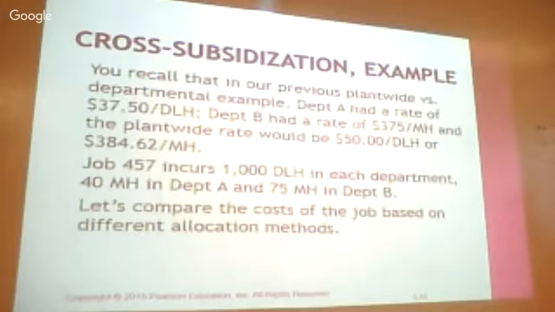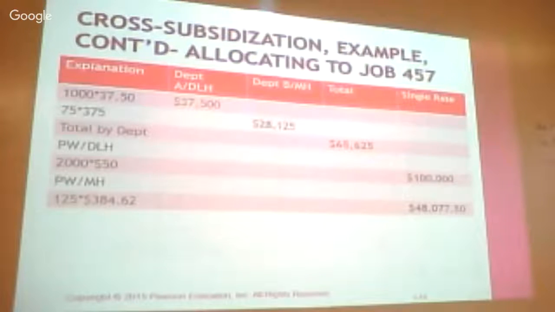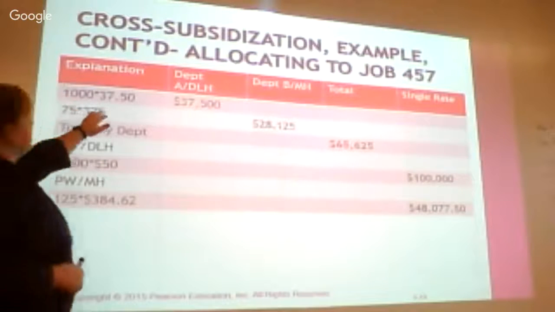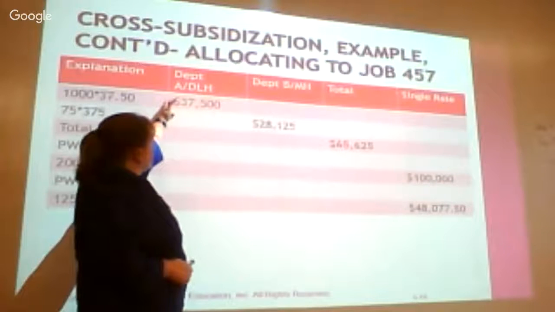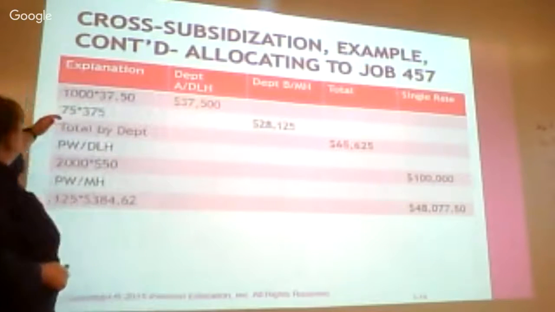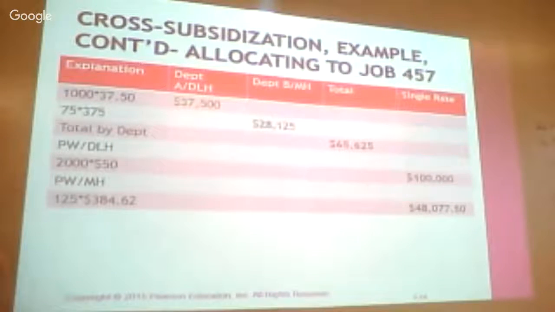Okay? So let's look at this next screen. That's going to give us our numbers prettier look. All right, so I take the 1,000 times the 37. My Department A, based on the direct labor hours, would be $37,500. The 75 in Department B, 375, $28,125. So if I do it based on departments, I would only have a cost of $65,625.